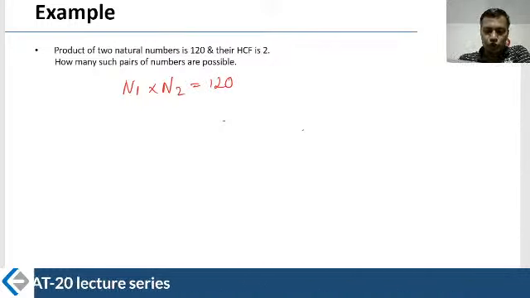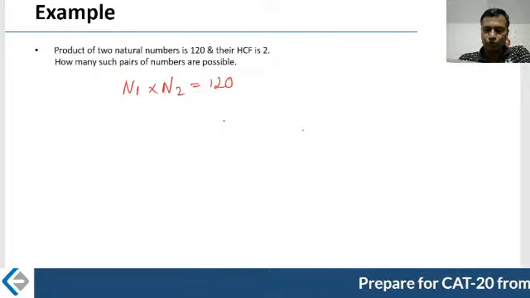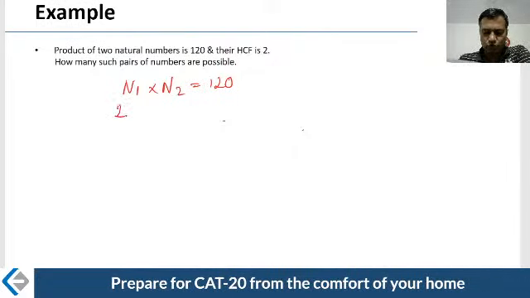Their HCF is 2. It is given that their HCF is 2. Fine, if the HCF is 2, the first number should be written as 2x and the second number as 2y, whose product should be equal to 120, in which x and y are co-primes, right? Again, we know that x and y should be what?